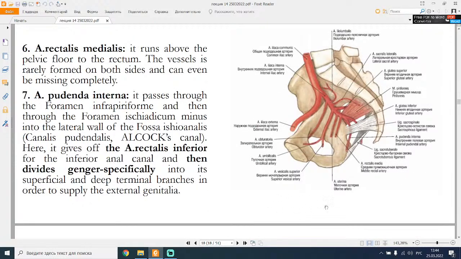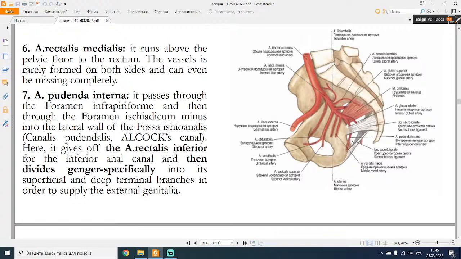Arteria rectalis medialis. You see it branches off the anterior trunk. This is arteria rectalis medialis. It runs above the pelvic floor to the rectum. The vessel is not always formed on both sides and can even be missing completely.